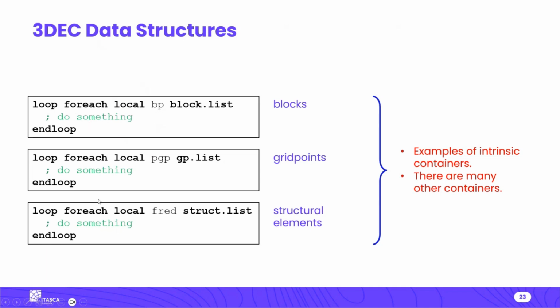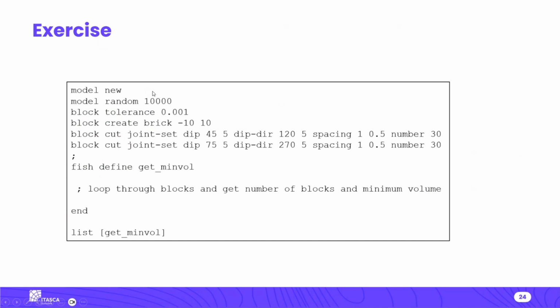Same thing with grid points. Same thing with structural elements. Virtually everything that exists in 3DEC is stored in one of these lists, and it's easy to loop through all of them by using this foreach. So on the next slide, here's an example exercise, just to show you how you would use something like this. We create a block. I'm using this model random 10,000 because, well, let's just put it into a 3DEC model and we'll talk about it.